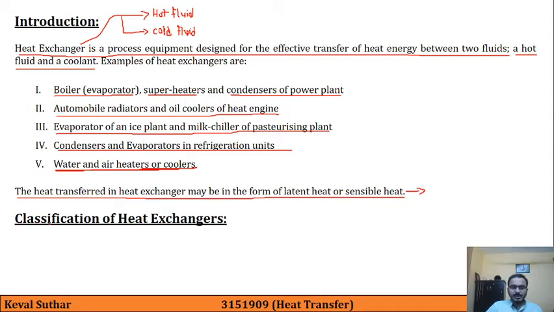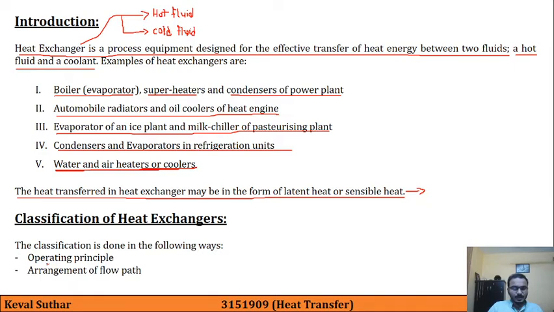Now we will be discussing about classification of heat exchangers. This is going to be a very important topic. Here the classification is done in the following ways. First is operating principle. Second way of classification is arrangement of flow path. And the third way to classify heat exchanger is design and certain constructional features. We will see all classifications in detail now.